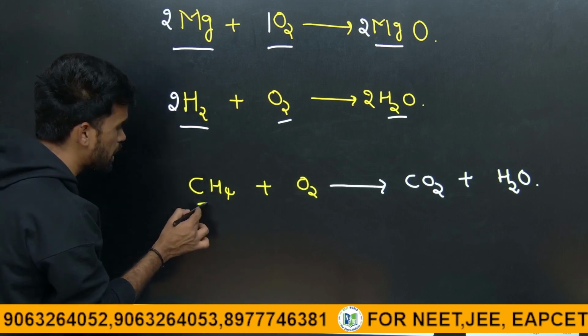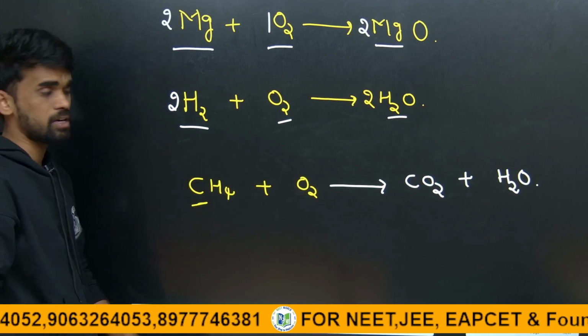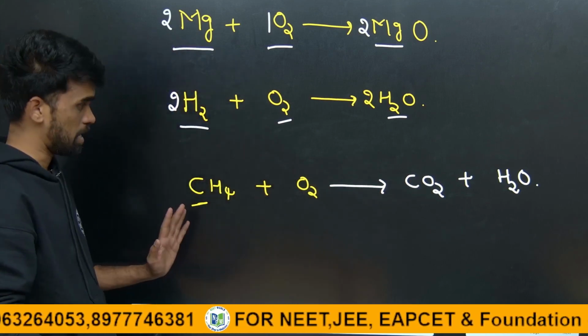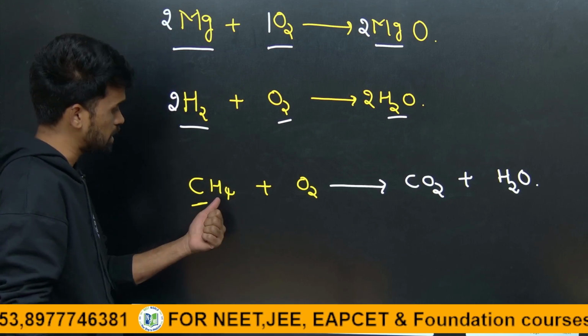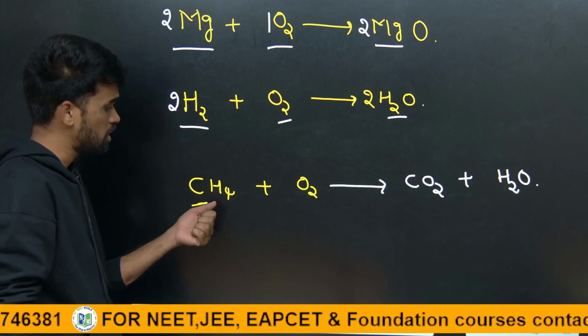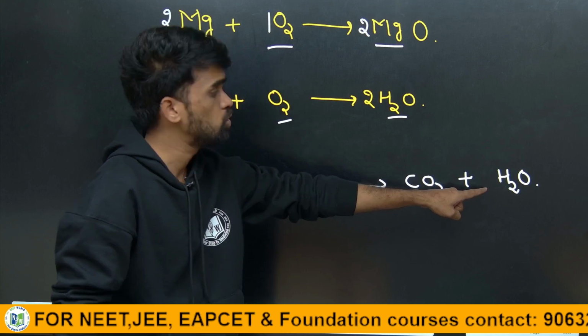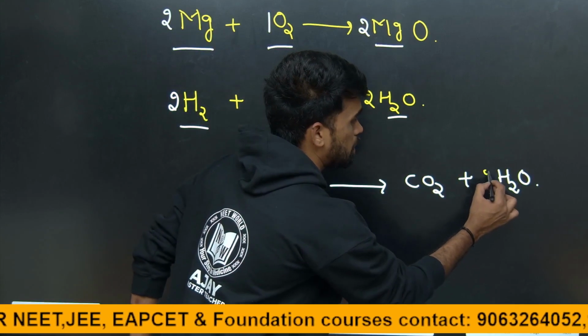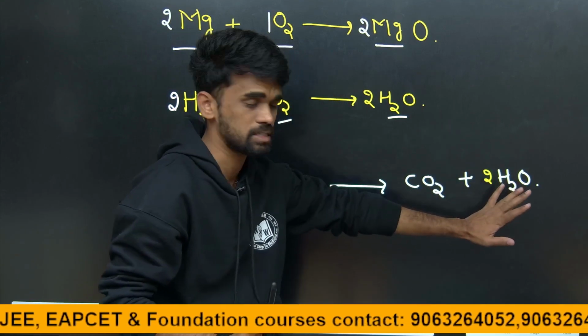How many carbon atoms are there here? Yes, 1 carbon atom, and here also 1 carbon atom, so that is balanced. Now go for the next thing: how many hydrogen atoms are there? 4. So here we have only 2. So if I multiply with 2, what happens? 2 to the 4. Yes, that is also balanced.